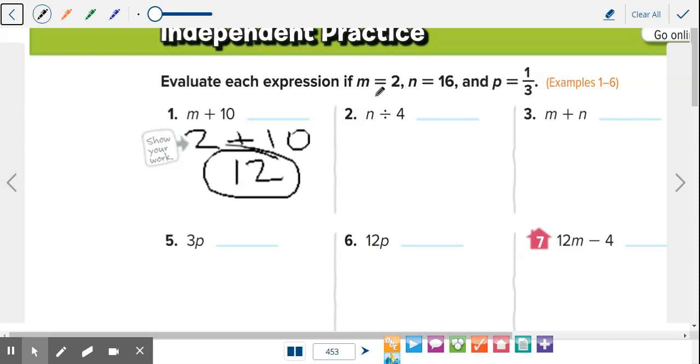Okay. So your first step should be replacing the variable or variables if there's more than one. So number 2, n divided by 4. So we have to replace n with 16. So 16 divided by 4. Now we just work it out and you get 4.